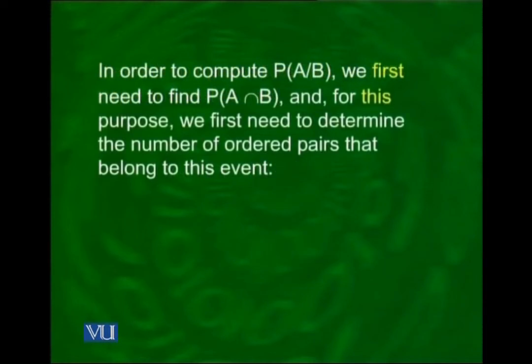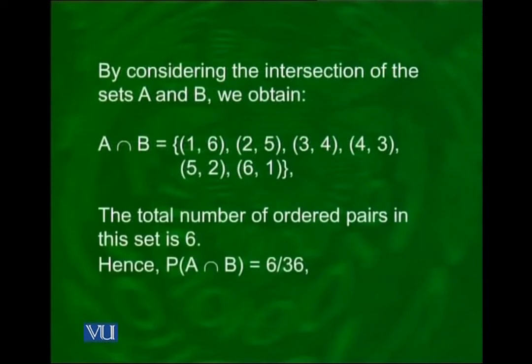In order to find probability of A given B, we first need to find probability of A intersection B, because in the formula that we wish to apply, you know that this expression occurs in the numerator. So for this purpose, what we should do is to first of all determine the number of ordered pairs that belong to this particular event. The event A intersection B, which represents the event that the sum of the two dice is 7 and that the sum is greater than 6.